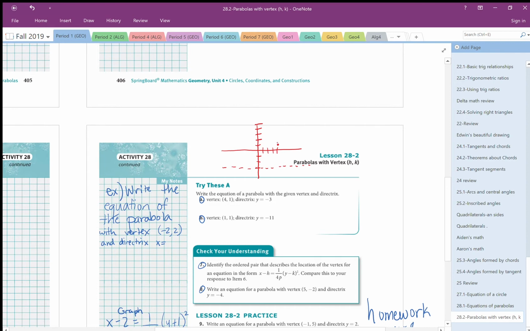So let's see, from my vertex down to the directrix, I went 1, 2, 3, 4 units. So this is down 4. That means I need to go up 4 to get to my focus. So I'll go up 1, 2, 3, 4. Okay, so it would look something like this. Now, the graph doesn't have to be perfect because they did not tell you to graph it, but it needs to approximate where this is. That means p equals 4, and I'm going to use the equation that we just learned. That equation said y minus k equals 1 over 4p times x minus h squared.